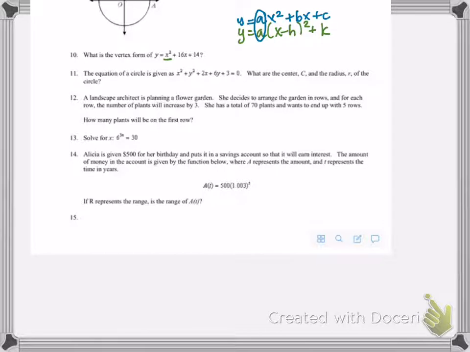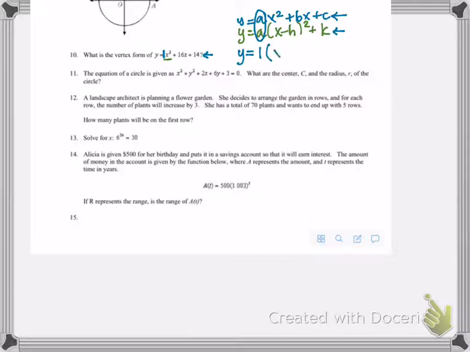So when we look at the formula that we're given in number 10, notice that it is in standard form that we could use for the quadratic formula. But if we want it to be in vertex form, we're going to have to change a few things. First of all, notice that the a value in this formula is 1. So I'm going to substitute that in. A equals 1.